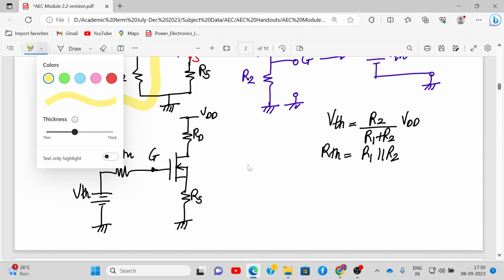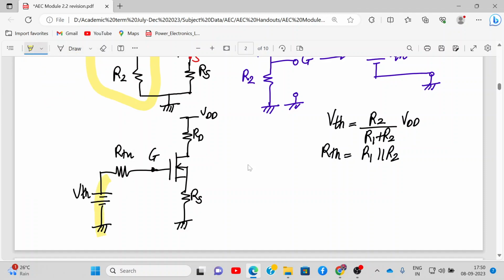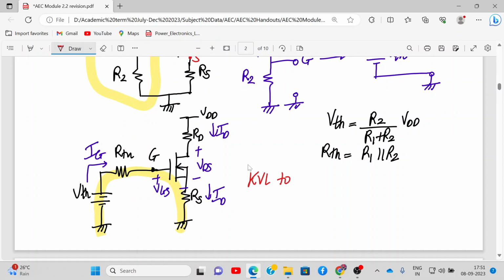I'll apply KVL first to this loop. First of all I have to mark certain things. This is current IG, this is VGS, this will be VDS, and this will be ID. Why is it important to mark these things? Because or else you will forget while writing. So now we'll apply KVL to the gate source loop.